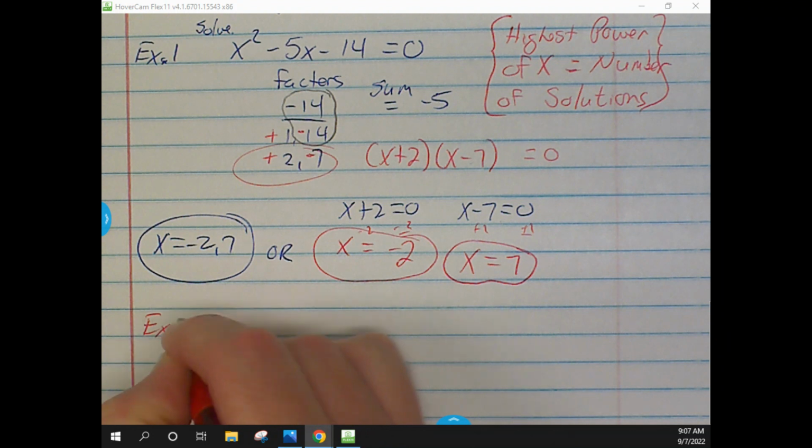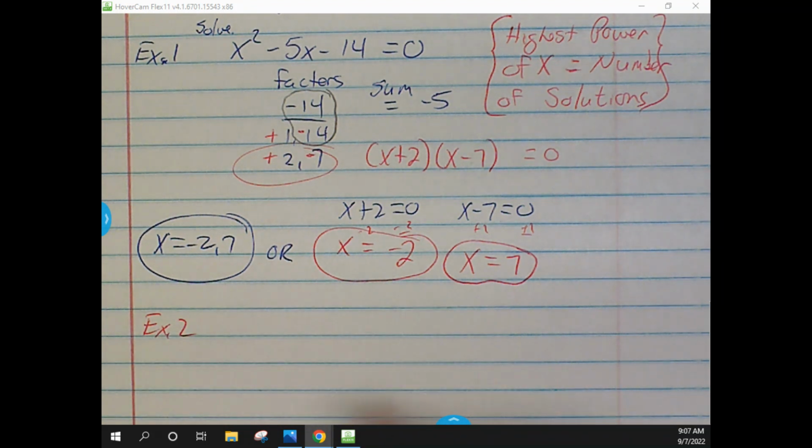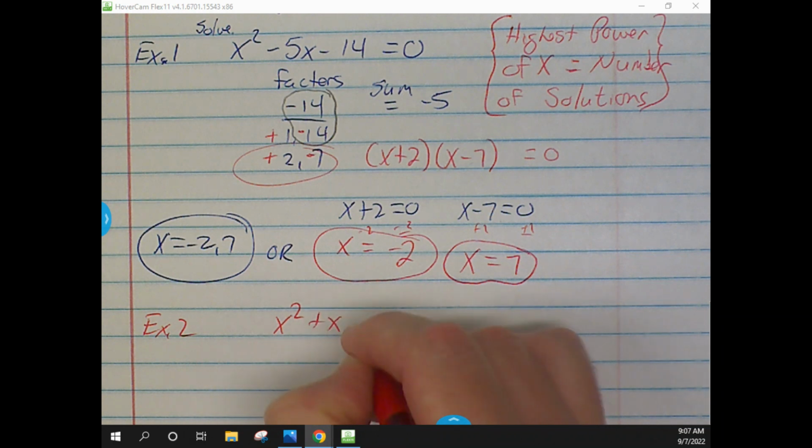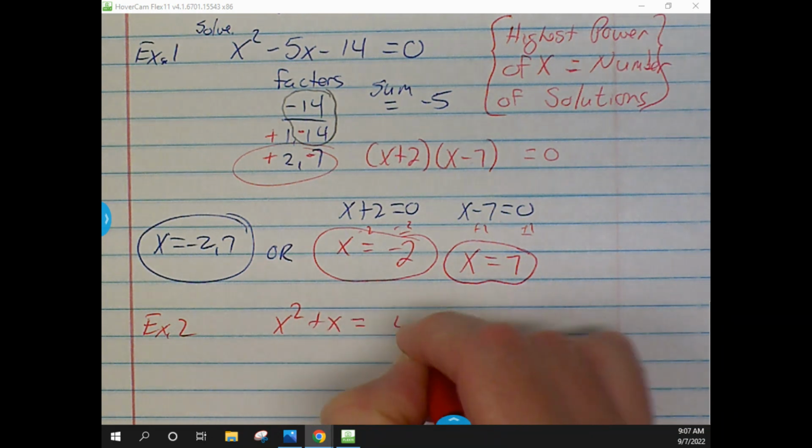All right, so what happens if it doesn't equal 0? Let's do this. Let's do x squared plus x equals 42.